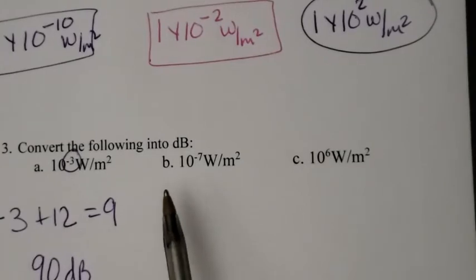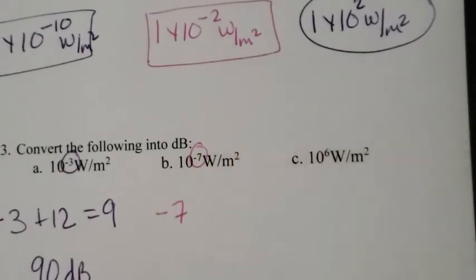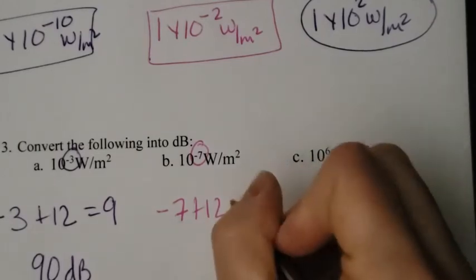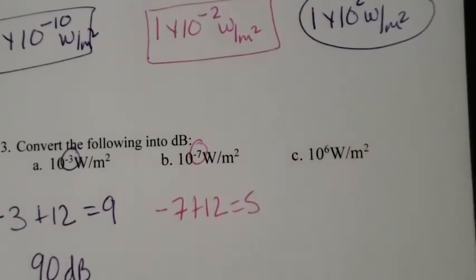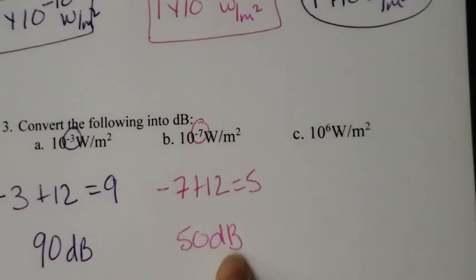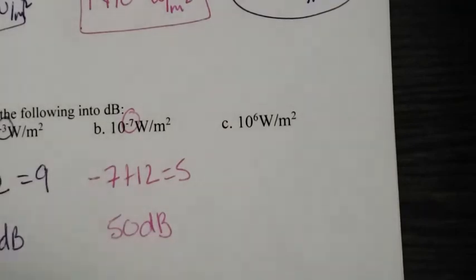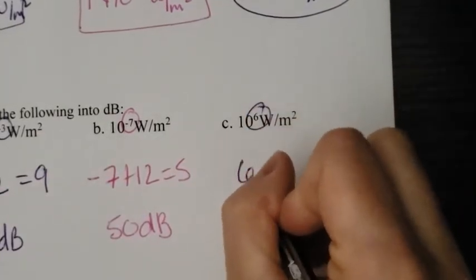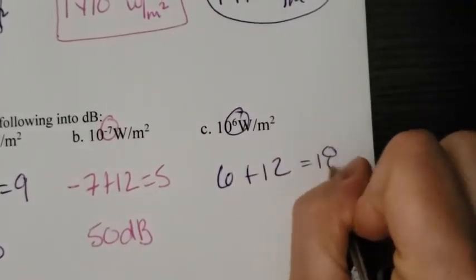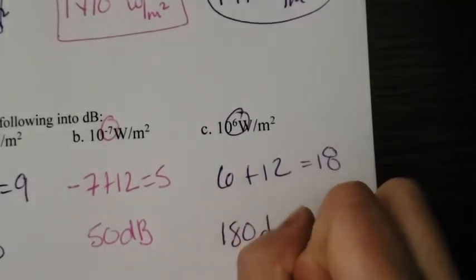Let's try another example. This one is 10 to the negative 7. You take that exponent, negative 7, and add 12 to it. 12 subtract 7 gives me 5. But we don't just leave it at 5 decibels. All you do is add the 0 back in, so we have 50 decibels. The last example: the exponent is positive 6. 6 plus 12 is 18. You need to add that 0 back in, so that becomes 180 decibels.